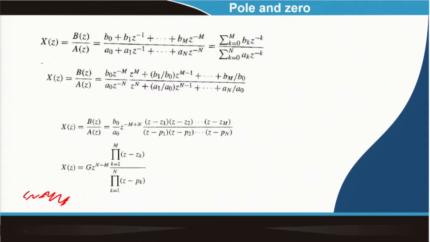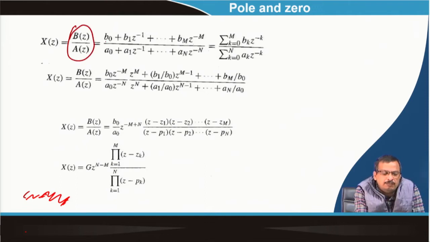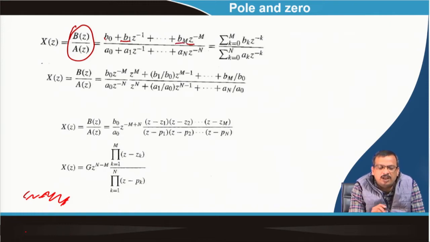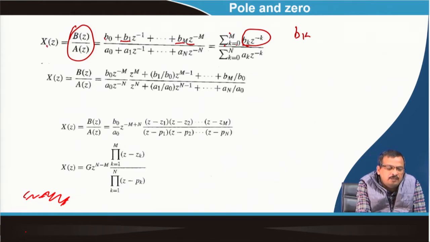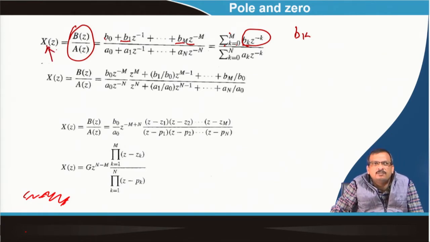So, let us talk about X(z). X(z) is a rational function, which is a ratio of B(z) by A(z). Let us say B(z) is b0 plus b1 z to the power minus 1 up to bm z to the power minus m, which can be written as the sum from k equal to 0 to m of bk z to the power minus k. bk is the coefficient, and so X(z) is the z domain transfer function.